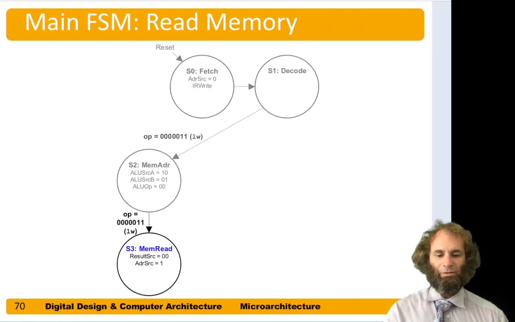In the fourth step, we need to actually do the read from memory. Now it's getting too cluttered to show both the FSM and the data path on the same slide, so we're going to break it into 2 slides. But when we're doing a memory read, we will set result source to 00 and address source to 01. Let's look at that on the data path.